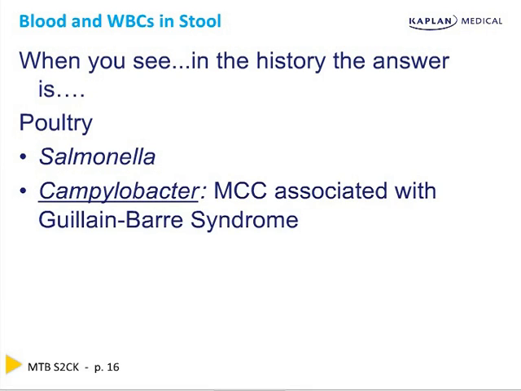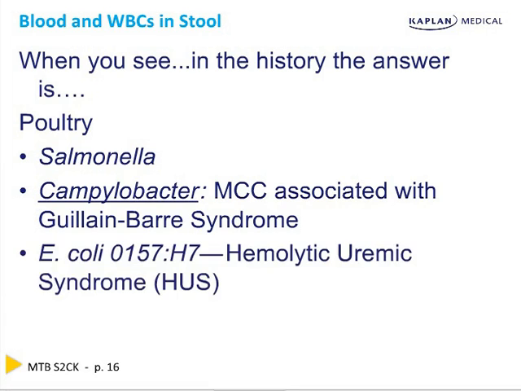It hasn't changed. Campylobacter: the most common thing in the history will be Guillain-Barré. It's associated with Guillain-Barré, and you can't identify it to a particular food too easily. E. coli O157:H7. When you see hemolytic uremic syndrome, don't expect them to always say hemolytic uremic. They'll probably describe it to you.